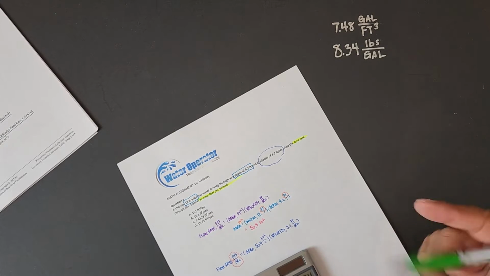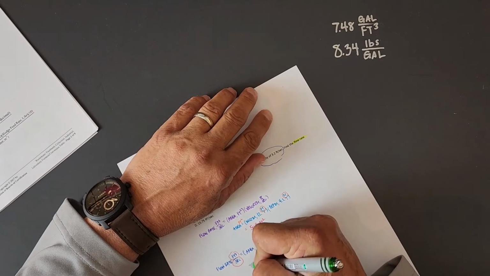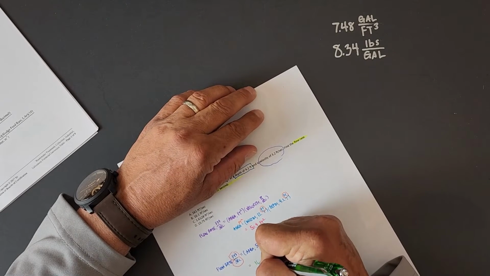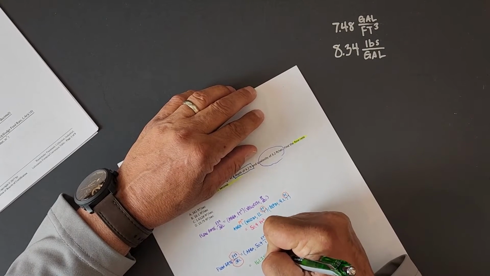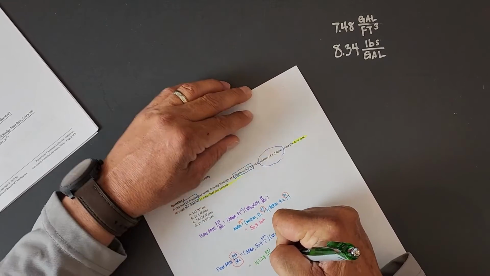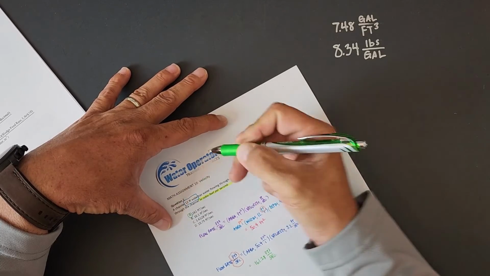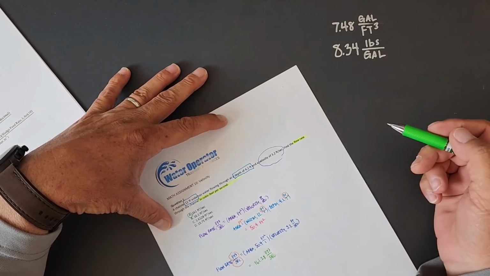50.4 times 3.2 equals 161.28 cubic feet per second. Our best answer is A, 161 cubic feet per second.